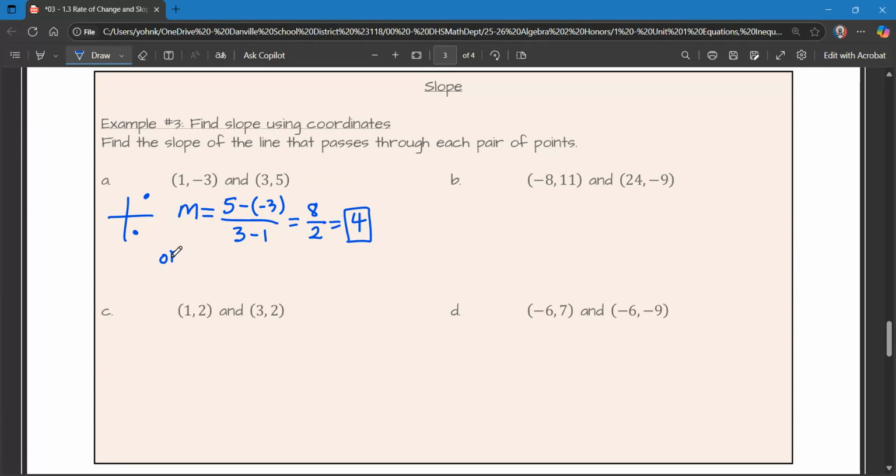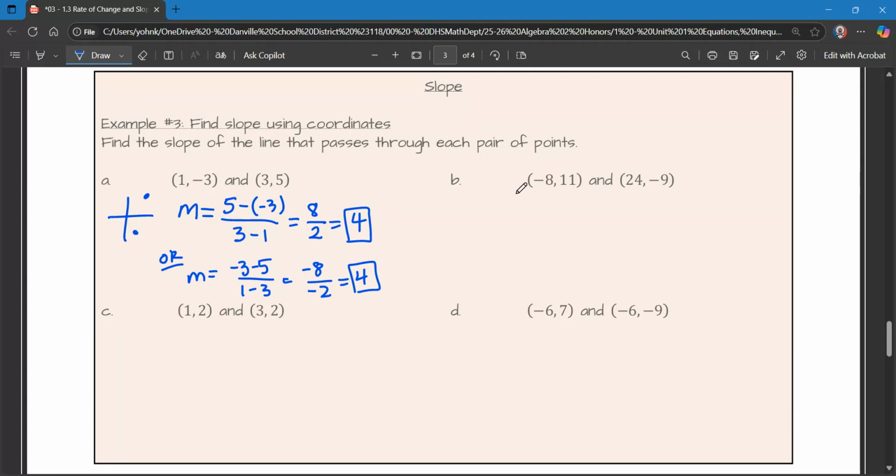But just for funsies, what if I go backwards? What if I do -3 minus 5 in the numerator, and 1 minus 3 in the denominator? Well, that gives us -8 over -2. Guess what, kids? That's still 4. So either way you subtract, as long as you're consistent, you'll get the right answer.